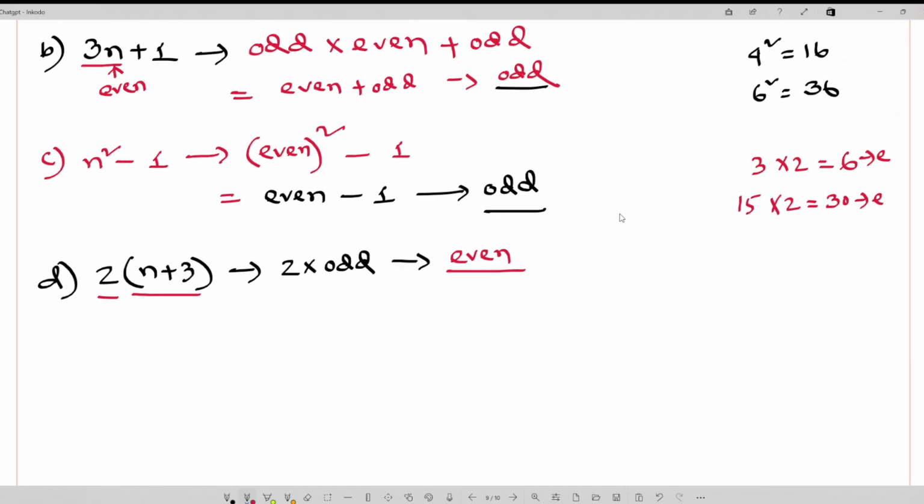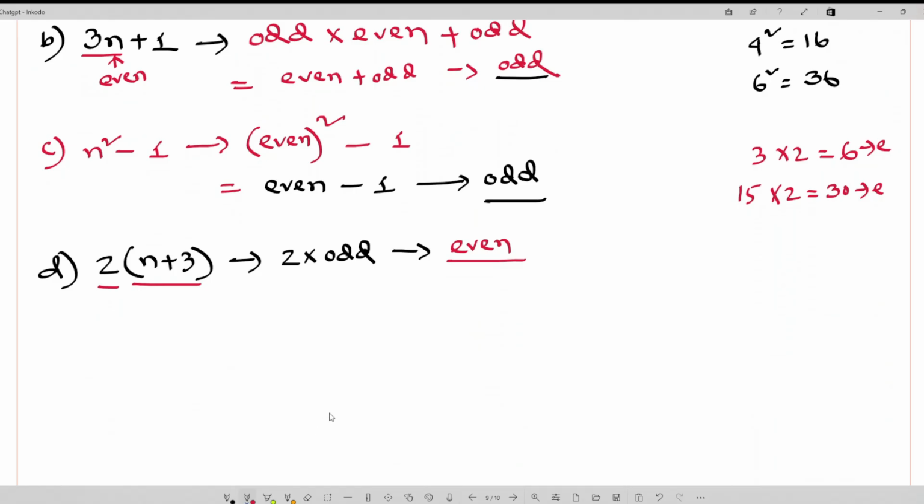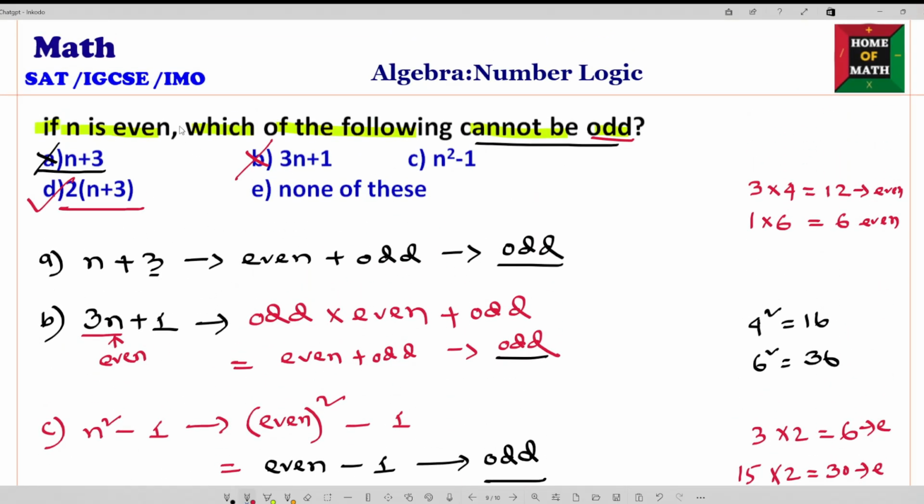So I hope you cleared this one. Number logic is very important for the International Math Olympiad, IGCSE, SET, and any kind of competitive examination. So on this channel, from time to time we will do these kinds of number logic questions. Hope it will help you for your practice.